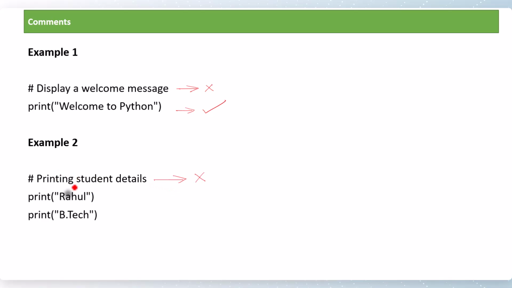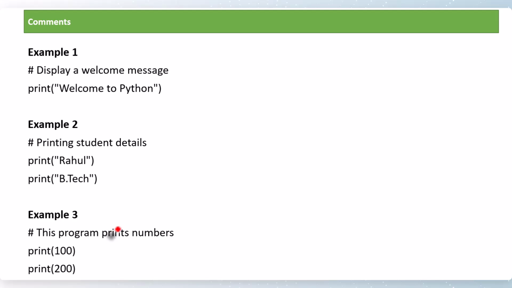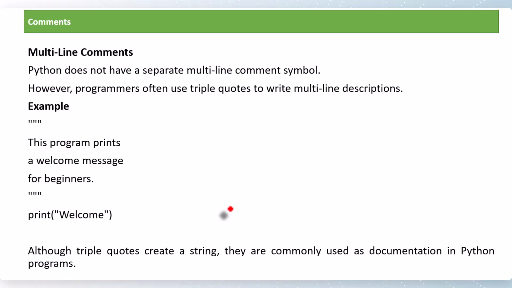What does this mean? Printing the student details. So the code below is printing the student details: print of Rahul, print of BTech. So this is going to be printed on the output screen. This program prints numbers. 100 and 200 will be printed, and this will not be printed because it is a comment.